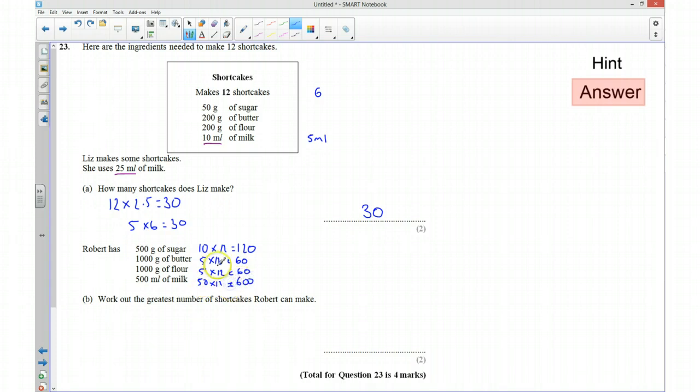Okay, so now we don't really need to highlight all of this, but we should be able to see he's got plenty of milk, so he's not going to run out of milk, but he has got a limited amount of butter and flour. The greatest number of shortbreads he can make, he can't make 120 because it will run out of butter and flour, so it's going to be 60. There you go. If you make 60, he's not going to run out of sugar or butter or flour or milk. And there's your answer.